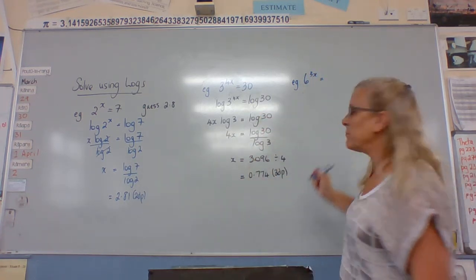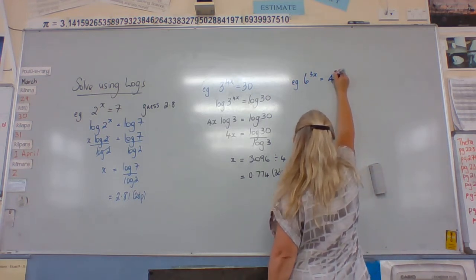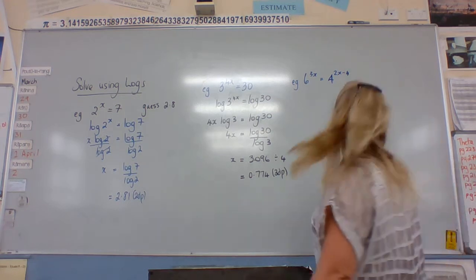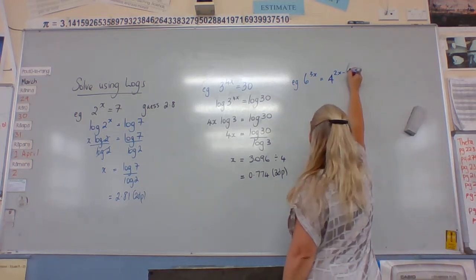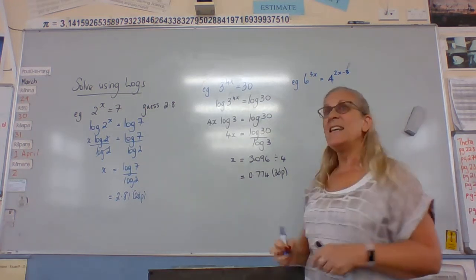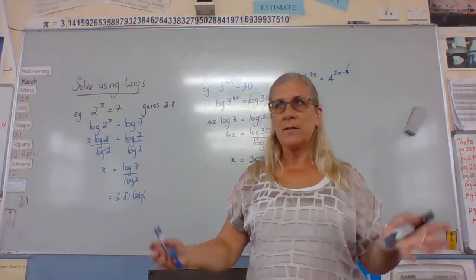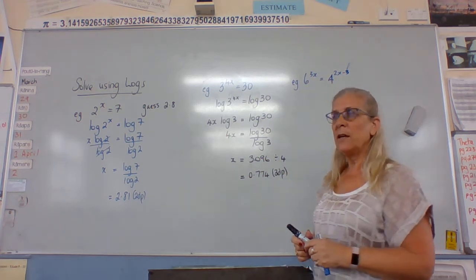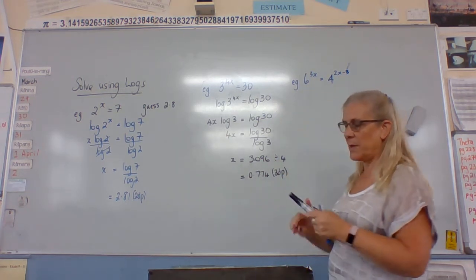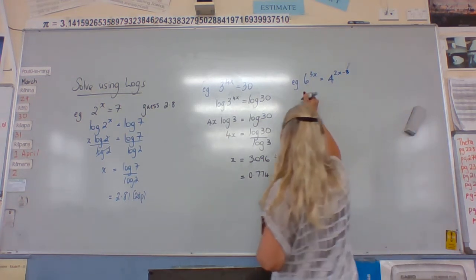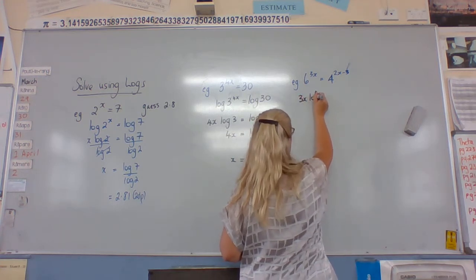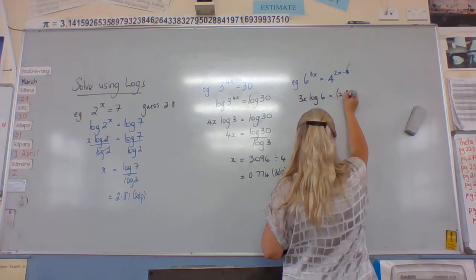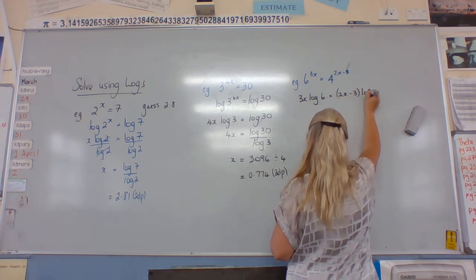This would be merit, maybe even excellence. It's got two things with powers. Boom, boom, boom, boom, boom. Let's use logs. All right? I'm going to jump over this step to this step now. Take the power, write it down. 3x log 6 equals 2x minus 3 log 4.